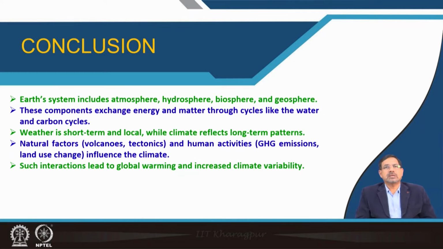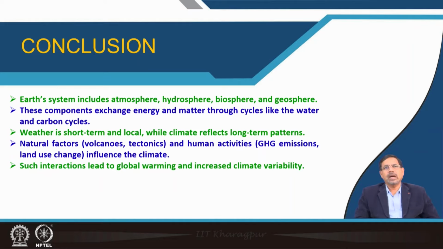Now let us summarize and conclude what we discussed as far as the basics of Earth's climate is concerned. The Earth system includes the atmosphere, hydrosphere, biosphere and geosphere. These components exchange energy and matter through cycles like the water cycle, carbon cycle, nitrogen cycle, and many other cycles. They cycle between and among all these four broad spheres that we discussed here.